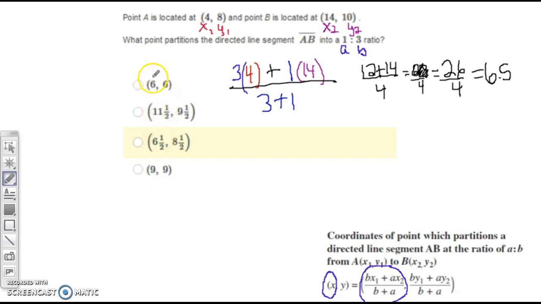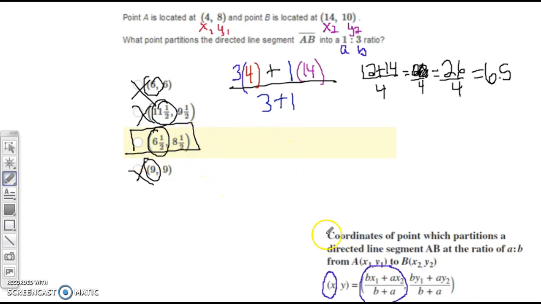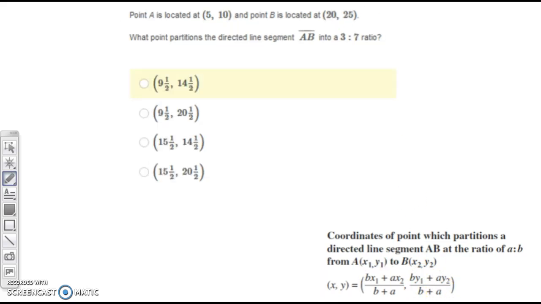Well, we get kind of lucky here because if we look at each of our x values, there's only one that's 6.5. So we actually already know our answer. But if it wasn't automatically known, then you would go back and you would plug it into this part of the formula to figure out the y value. All right, let's see if I can get through the next problem without making any disastrous errors.